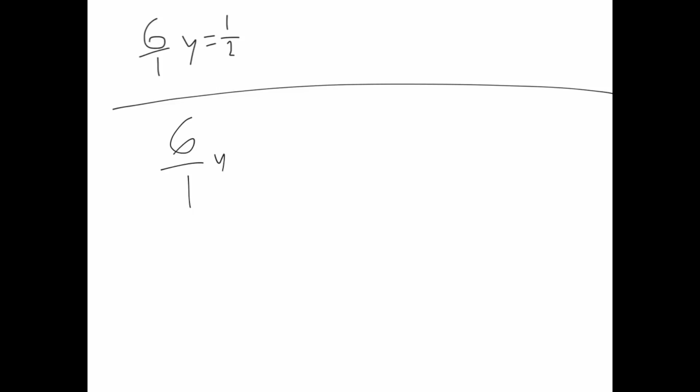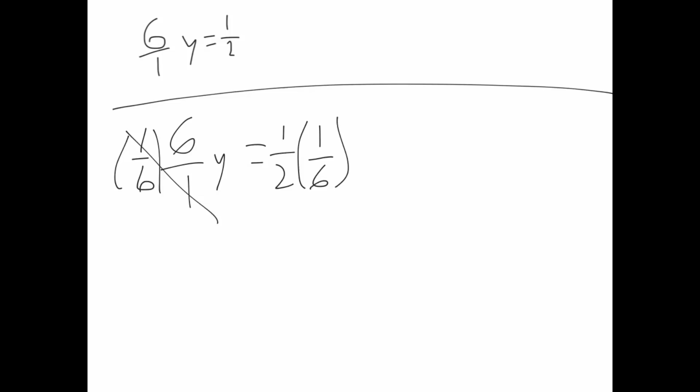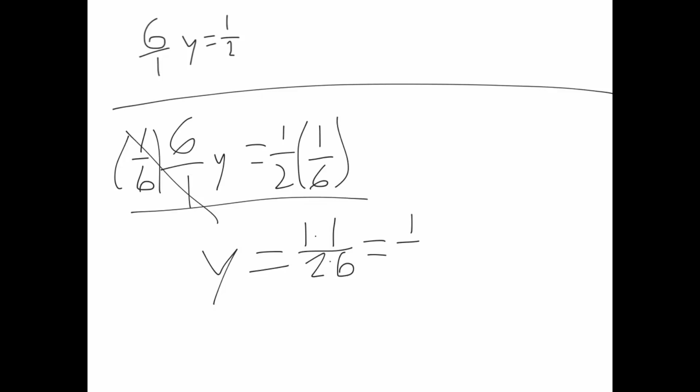So in order to solve the equation 6/1 times y equals a half, I would multiply 6 over 1 by its reciprocal, 1 over 6, and that would cross that out, and then I would multiply a half times 1 over 6, and then my answer would be y equals 1 times 1 over 2 times 6, which equals 1 over 12.